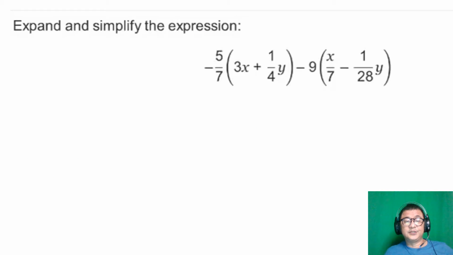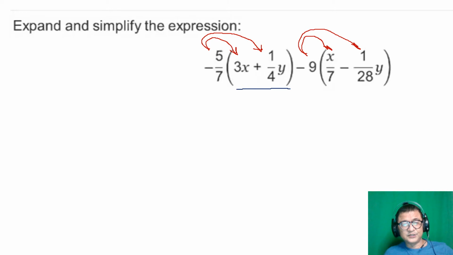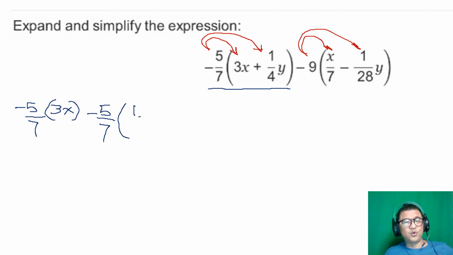So that's our original expression. But first, let's expand them. How do I expand that? I distribute the first part, right? There's a second distributive property there. Let's do the first part, okay? Let me use my blue first. The blue for this part of distributive property. Negative 5 over 7 times 3x, all right? I will do the negative 5 over 7 again times what? Times 1/4 y.